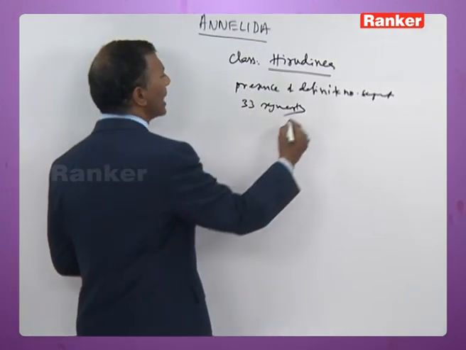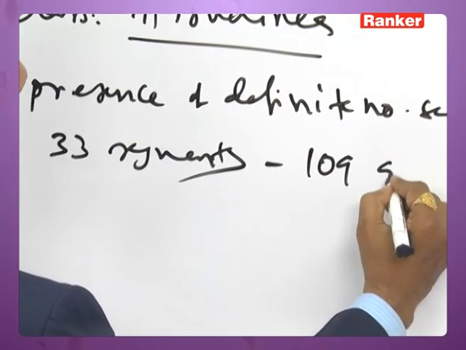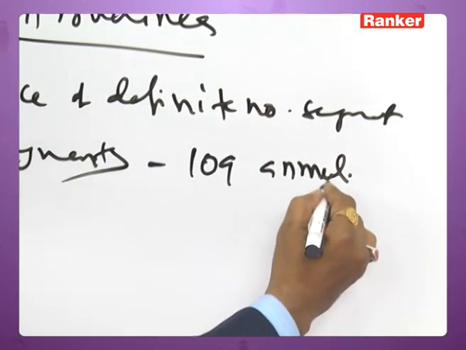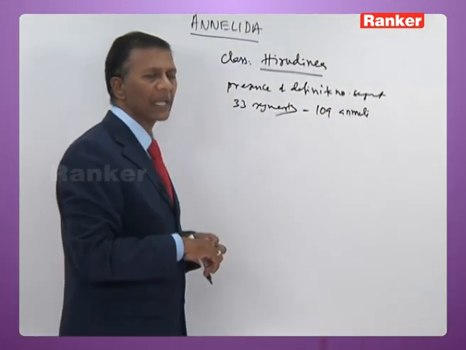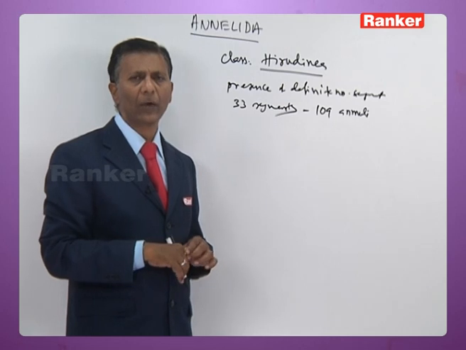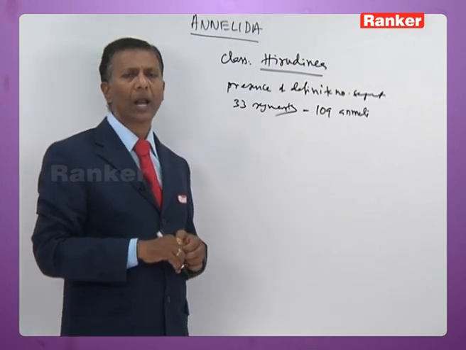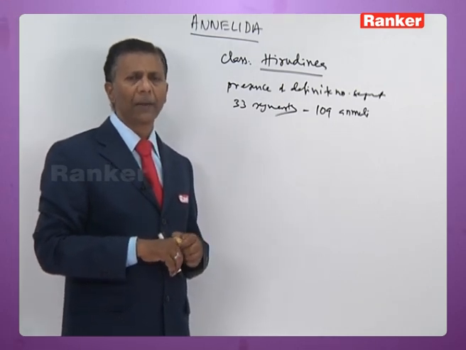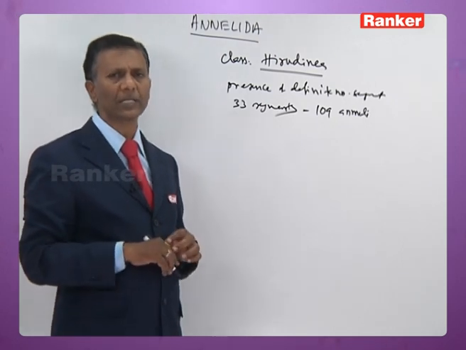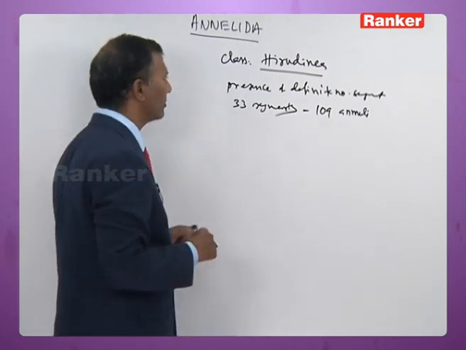They have got 33 segments and about 109 annuli. Each segment is further divided into subsegments called annuli. So, in Hirudinaria granulosa, about 109 annuli are present, and the number of segments is constant in all leeches. They have got 33 segments.